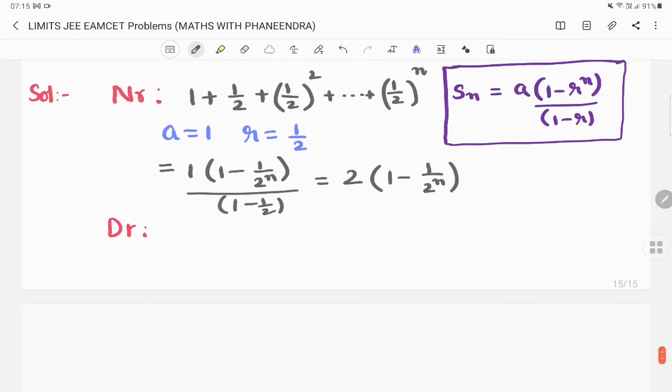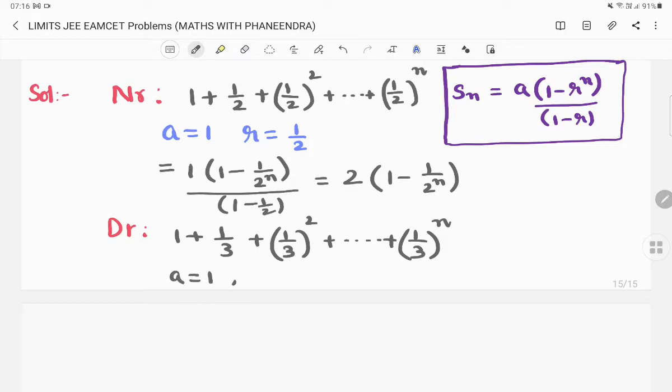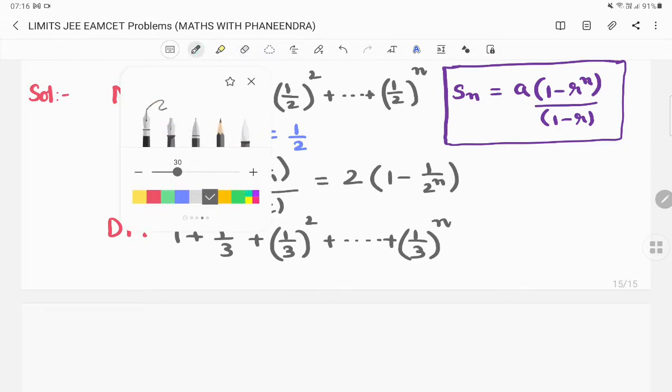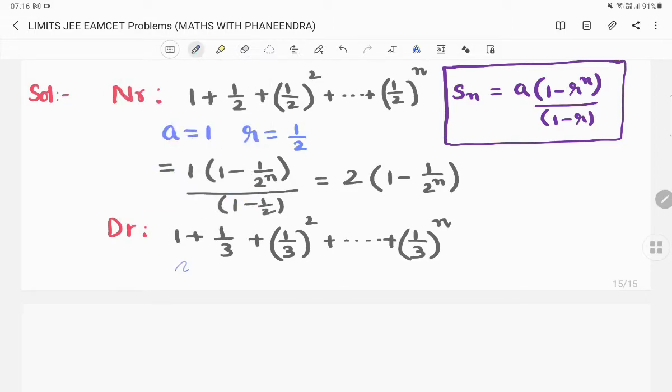Similar procedure for denominator. 1 plus 1 by 3, 1 by 9 can be written as 1 by 3 whole square, plus and so on, 1 by 3 whole power n. Here a is equal to first term is 1 and common ratio r is equal to 1 by 3.